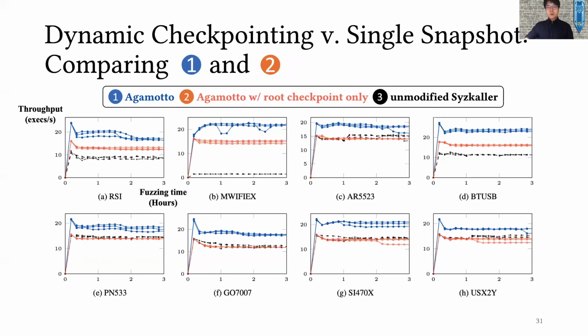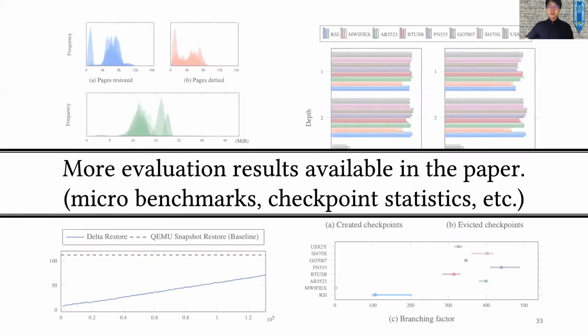Next, by comparing our dynamic checkpointing with a single snapshot approach, we can see how effective our checkpoints were as created and managed by our dynamic checkpointing policies. By leveraging multiple checkpoints created deeper in the execution, the throughput was consistently improved in all experiments. Finally, when we compare Agamotto with an unmodified Syzkaller, we can see that in all experiments the fuzzing throughput was consistently higher, as Agamotto fast-forwards through not only the crashes, but also the repeatedly executed parts of test cases, despite the added overhead of checkpointing and checkpoint restoration. For more results, please take a look at the paper.